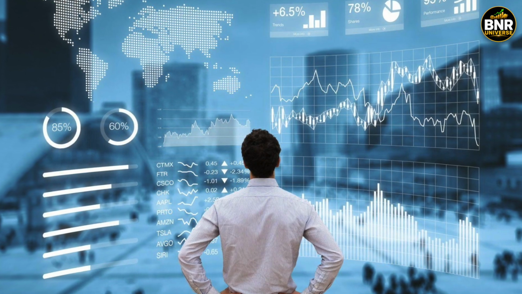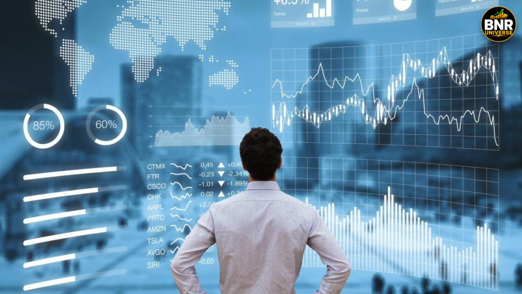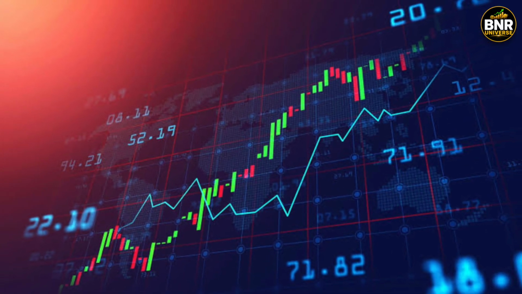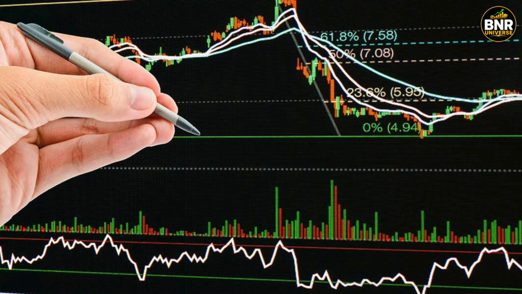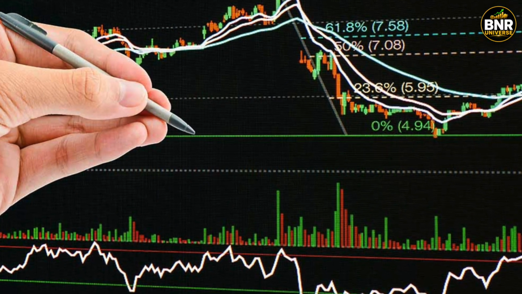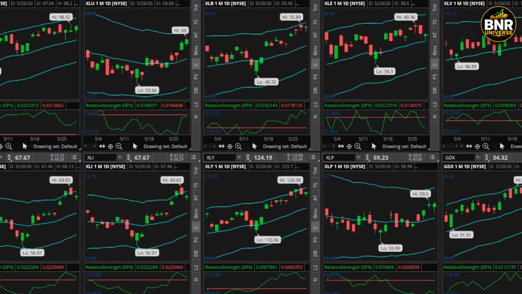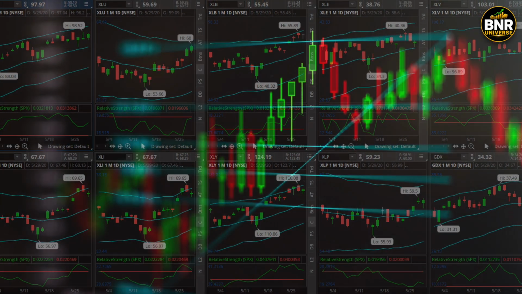Common mistakes beginners make. Let's avoid some expensive mistakes. Mistake number 1, trading based on a single candle. Always wait for confirmation. Mistake number 2, ignoring the overall trend. Buying in a strong downtrend is risky. Selling in a strong uptrend is also risky.